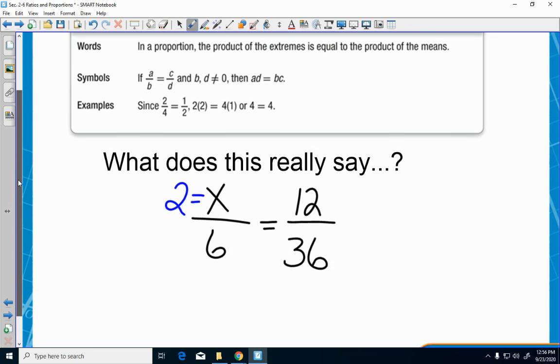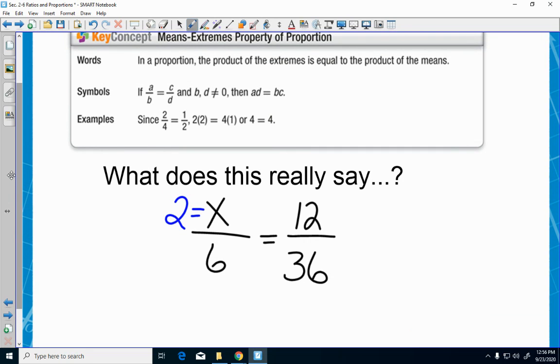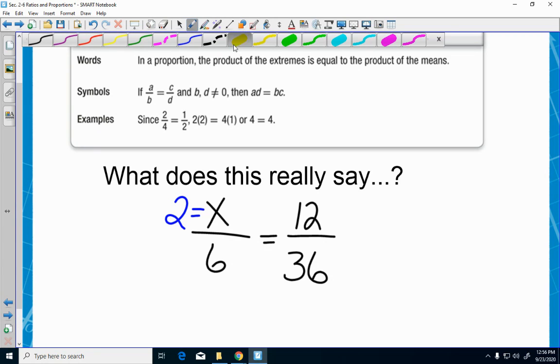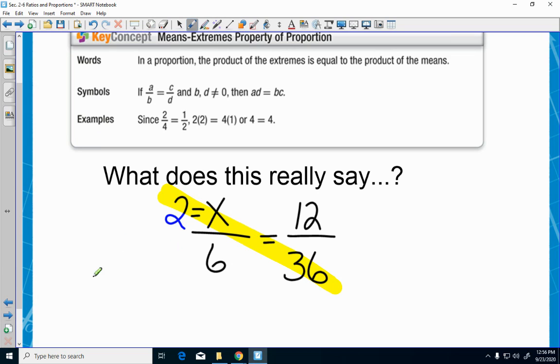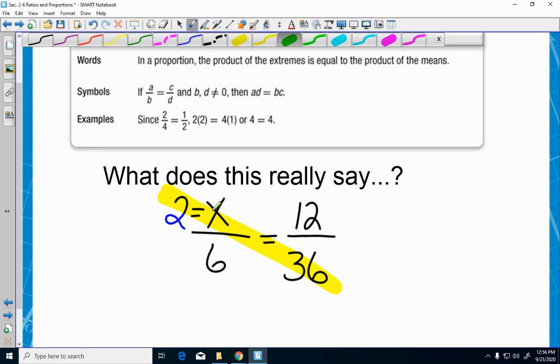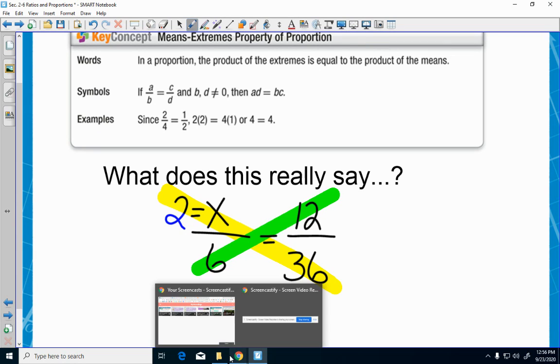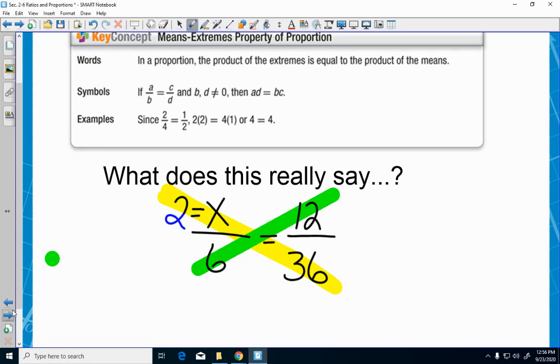Here's what the means extremes property says. It falls right in line with your idea of cross products and cross multiplying and dividing. These two values right here must be equal to these two values right here. Meaning, what is 2 times 36? And what is 6 times 12? 72, right? And that's why they're equal to each other.